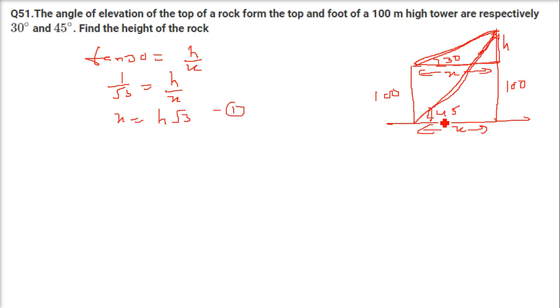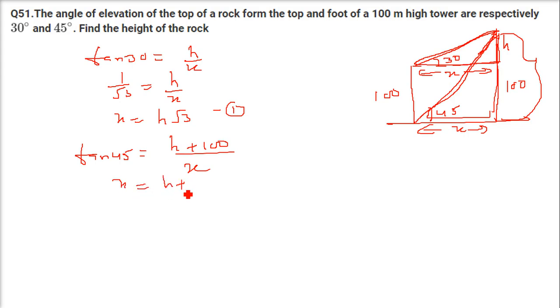Now coming to this triangle. In this triangle tan 45 will be equal to h plus 100. We have to take the whole of this, right? So h plus 100 by x. But x is h root 3, so put it here. And tan 45 is 1. So x will be equal to h plus 100, and we'll put h root 3 here. So h root 3 will be equal to h plus 100.